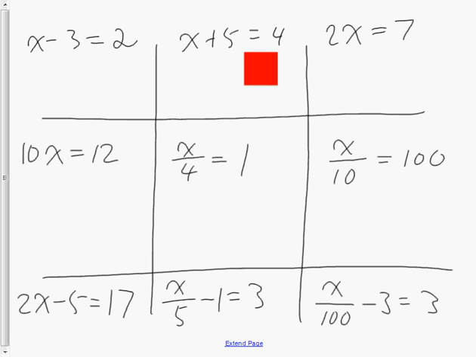But if I solve it by opposite operation, I'm going to see this as being 2 times x, or multiplied by x, and the opposite of that is dividing by 2. So I'm going to divide both sides by 2, and x will equal 3.5.